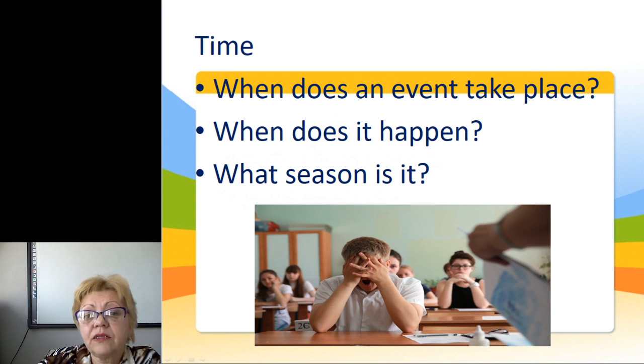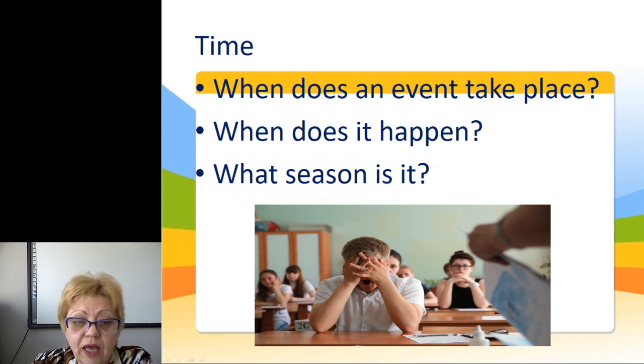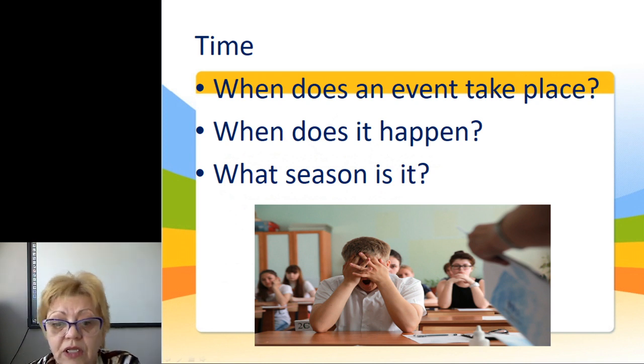The next is time. When does an event take place? When does it happen? What season is it? So, this event takes place during the lesson. What season is it? Maybe it's early spring or late autumn because the students are wearing light clothes, sleeveless dresses, short-sleeved shirts and t-shirts.